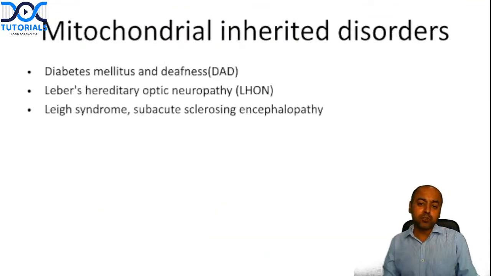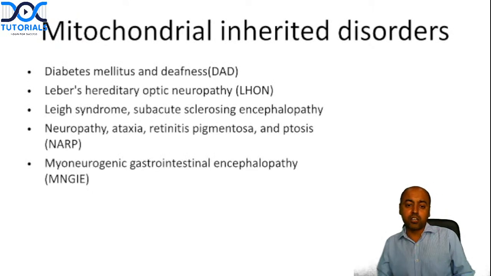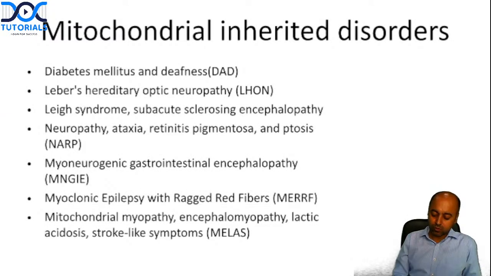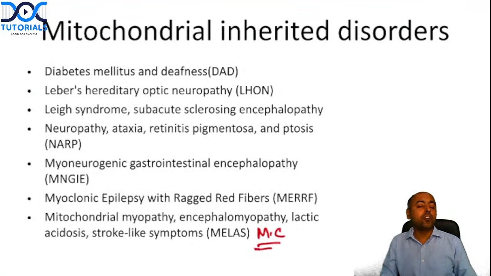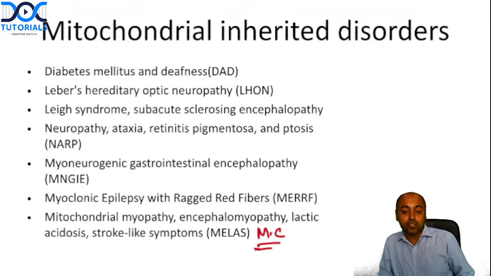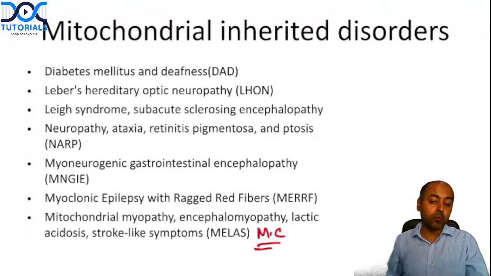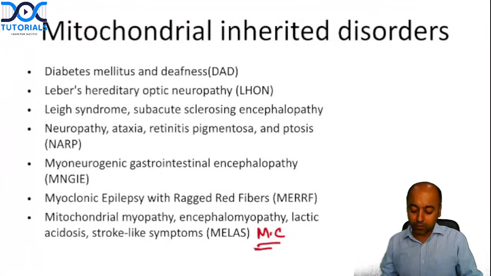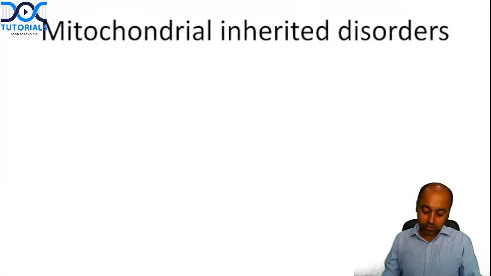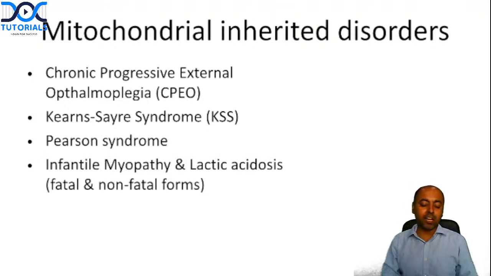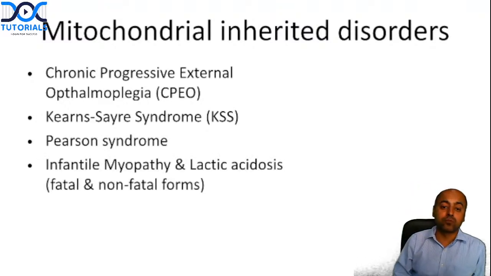Name of some of the diseases which are due to mitochondrial DNA defect. So please note, most common is MELAS: mitochondrial myopathy, encephalopathy, lactic acidosis, and stroke-like symptoms. It is the most commonly diagnosed mitochondrial DNA disorder. The other disorders include CPEO, Kearns-Sayre syndrome, Pearson syndrome, and infantile myopathy with lactic acidosis.